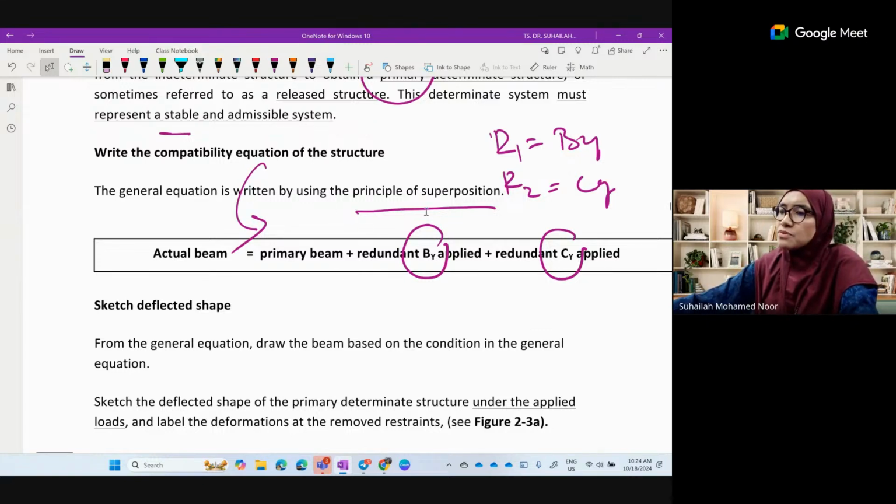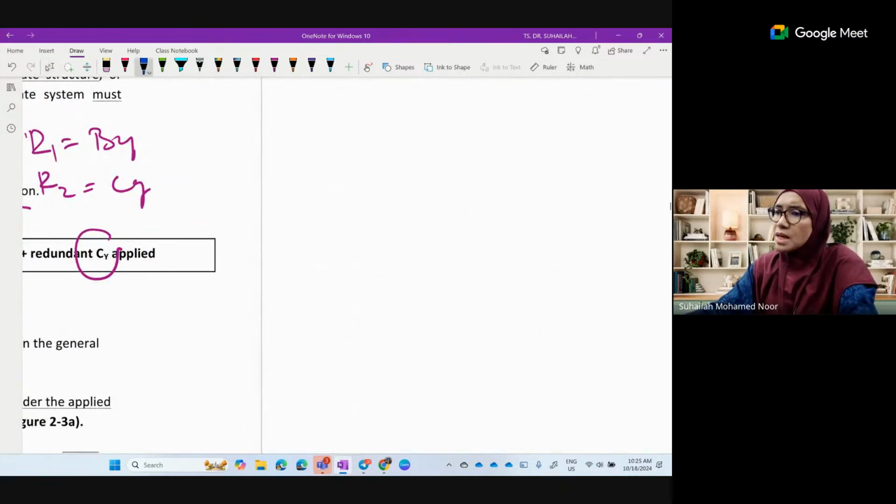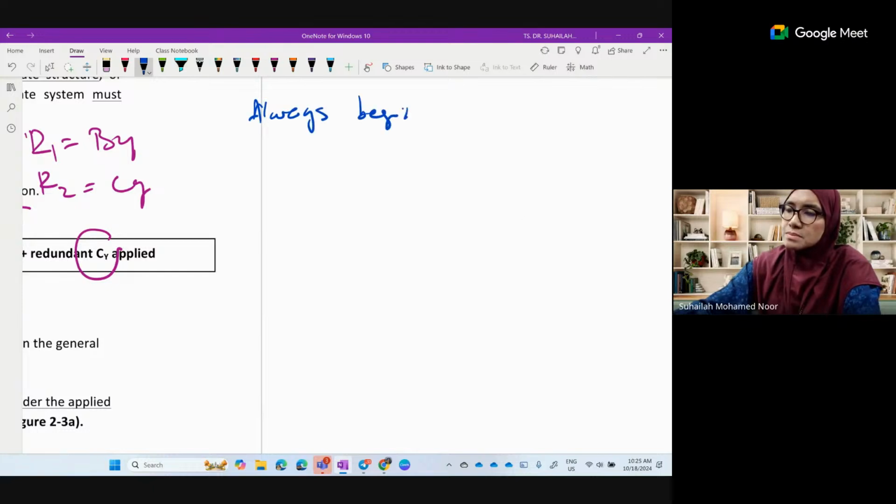So we apply the principle of superposition to derive the compatibility equation. The compatibility equation is used to solve the redundant. So this is the idea about the compatibility equation. I already said it in last week's video: always begin with the end in mind. With your group, right?